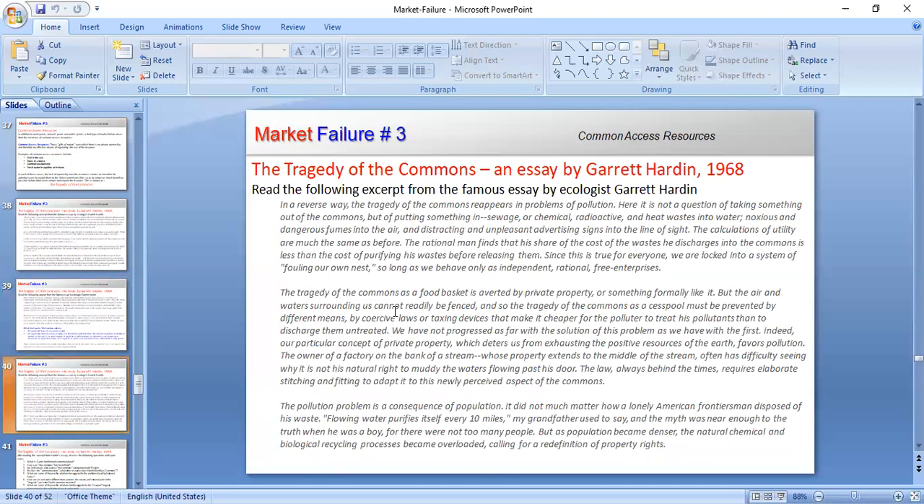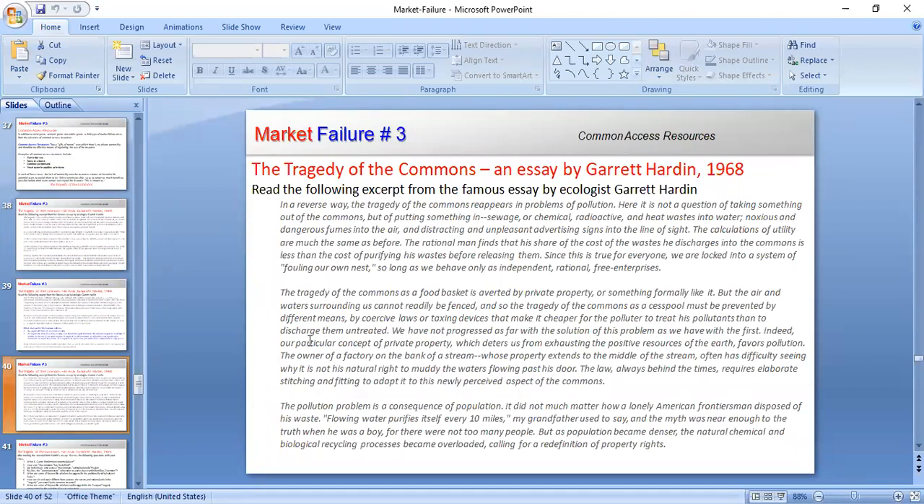Garrett Hardin went ahead to talk about pollution. He talked about water pollution. He talked about air pollution, and he also devised solutions. For example, for pollution, he gave the solution of using tradable permits, which we already looked at as one way of government internalizing negative externalities in production, like pollution.